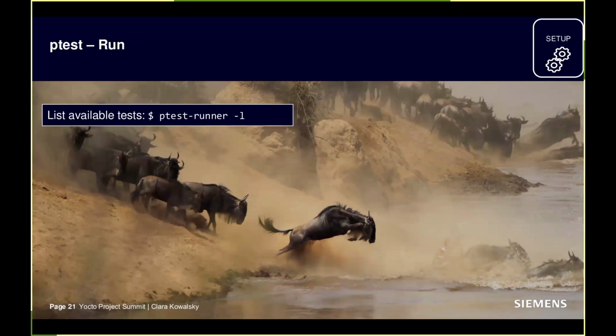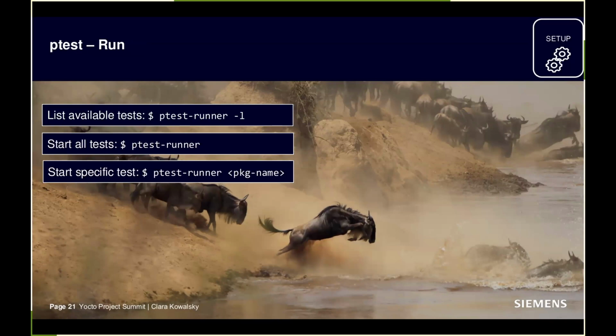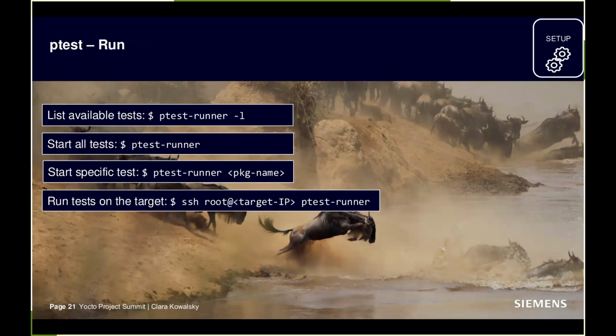How can we run the Ptest? We can have a look at which Ptests are available in our image. So if we booted up QEMU with the -l argument, we can simply start all the tests, or we start a specific one by specifying the package name. We can also run our tests on our hardware. Then we would SSH to our hardware and then run the ptest-runner.